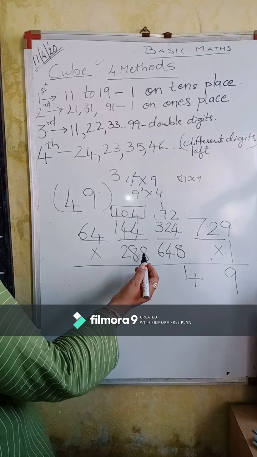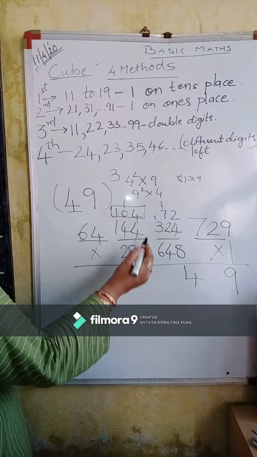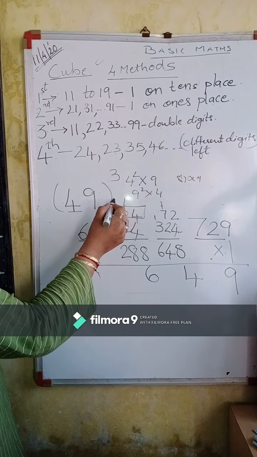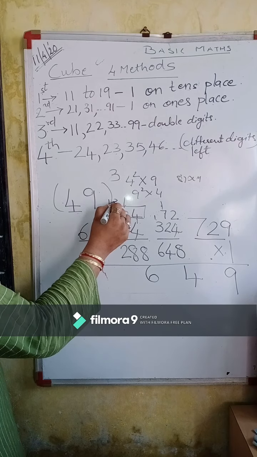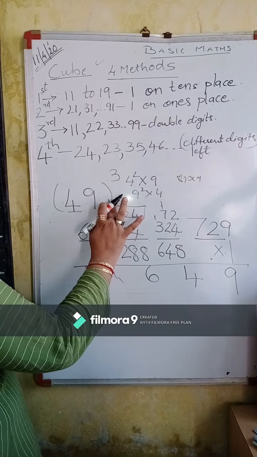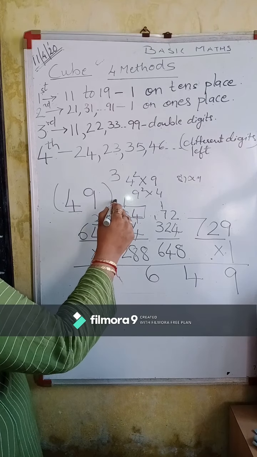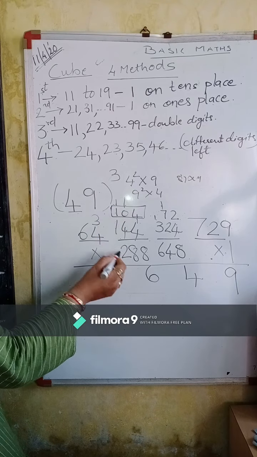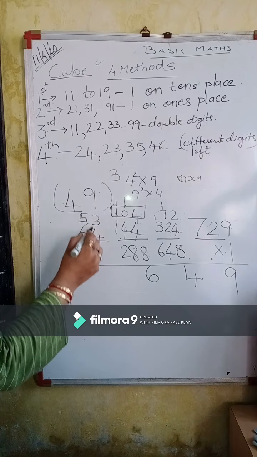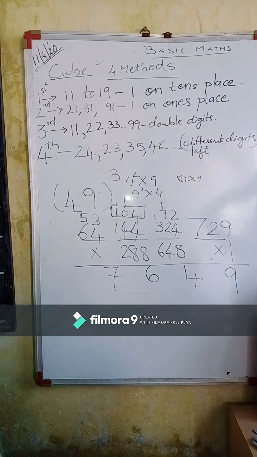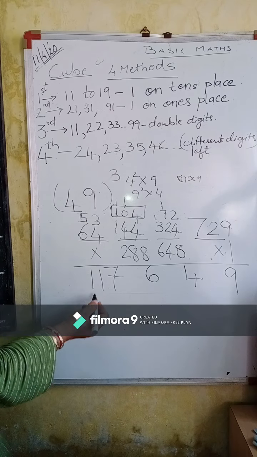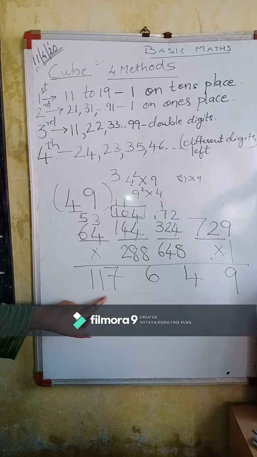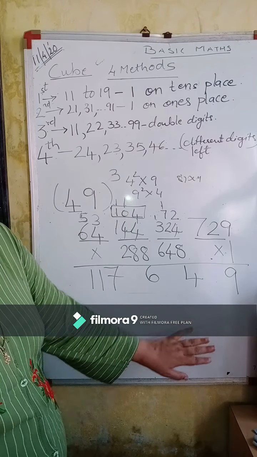Okay. 8 and 8 is 16. 1 carry and 6. 8 and 4, 12 and 1, 13. So 13 together here. I'll put 3 here and 1 over here. 1 and 1 2 and 1 3 and 4 5. 5 carry here. 4 and 3 7. 6 and 5 11. 117649 is your final answer.